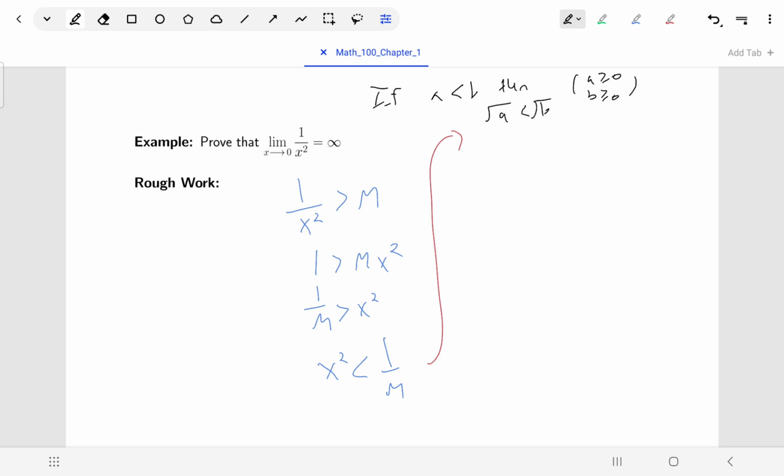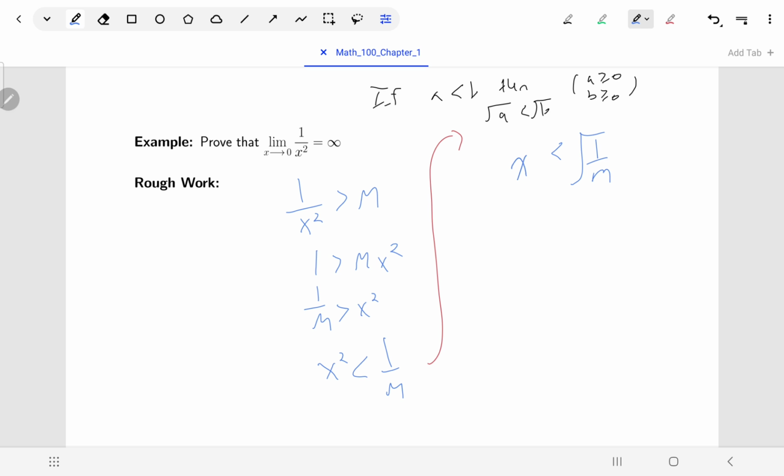So if a is less than b, then square root of a is less than square root of b. So I could say then if x squared is less than 1 over m, then I can conclude that 1 over x would need to be less than square root of 1 over m. And no, it's 1 over x. Square root of x squared is x. Oh my goodness. There we go.